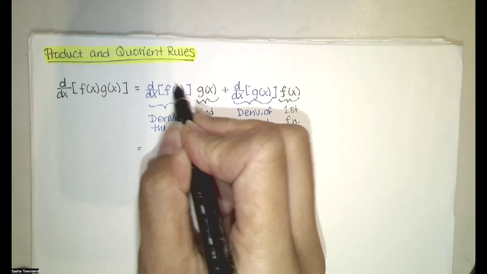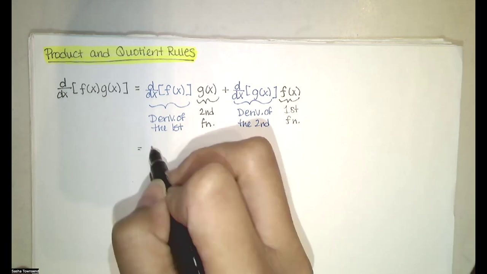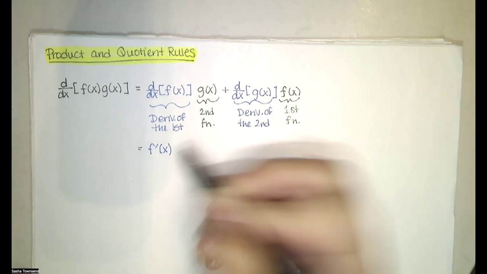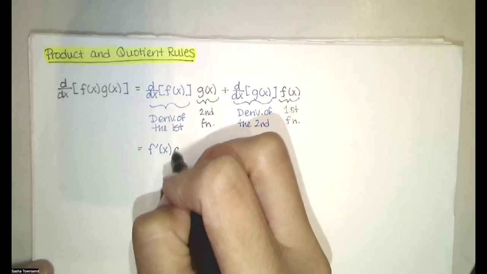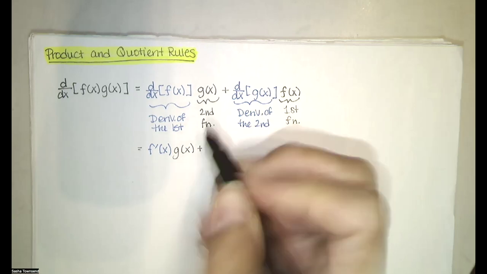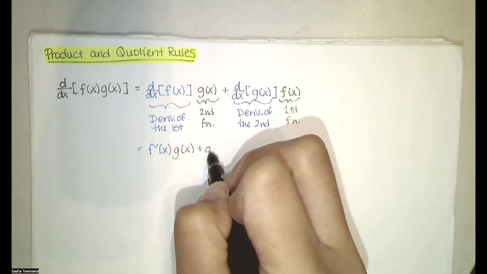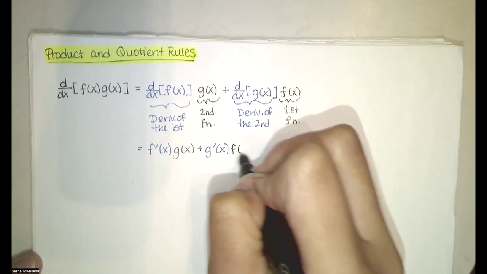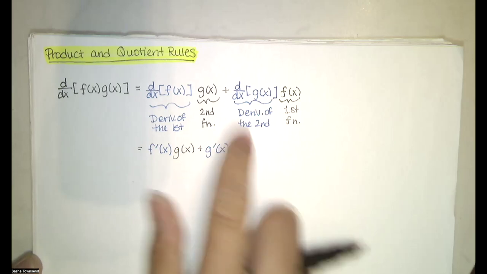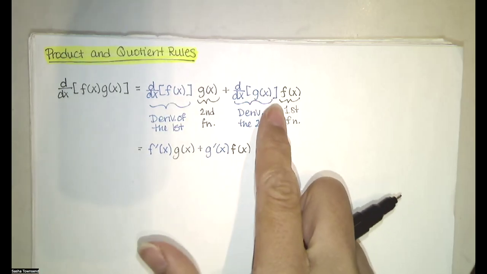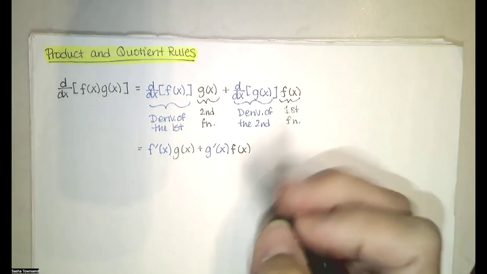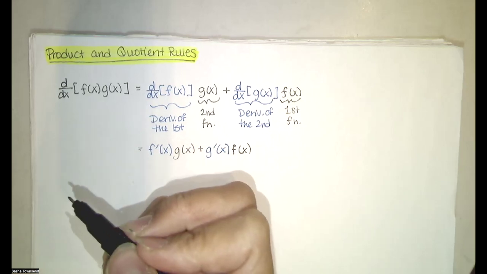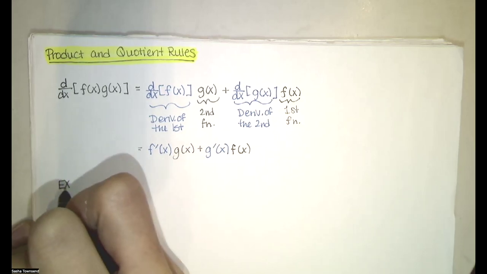But we use this shorthand, we use prime notation. So we say derivative of the first times the second plus derivative of the second times the first. So this is what we have on our formula sheet, and this is the version that we use whenever we're applying this. So let's look at a couple of examples, and then we'll look at the graphs on desmos.com to confirm.